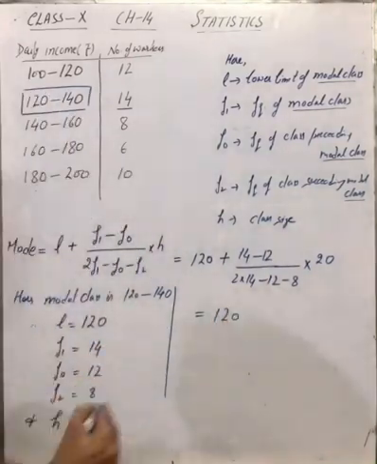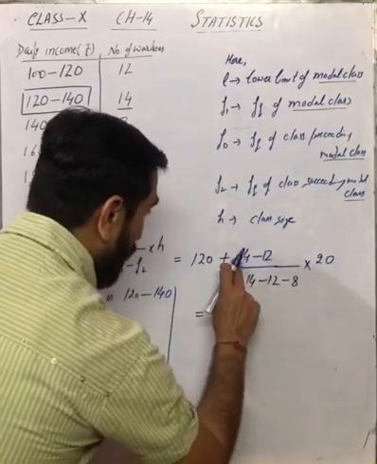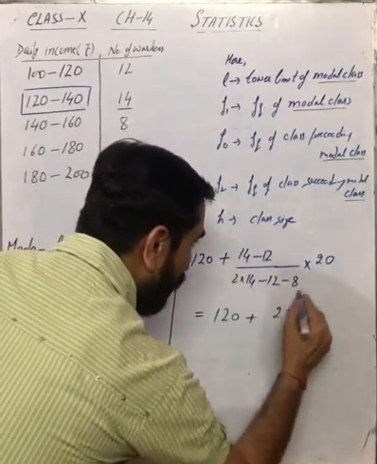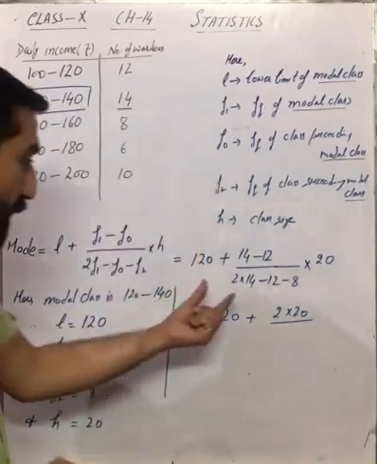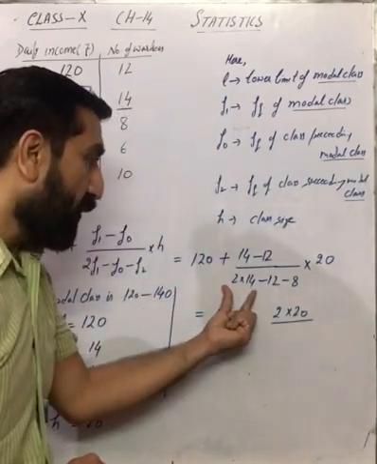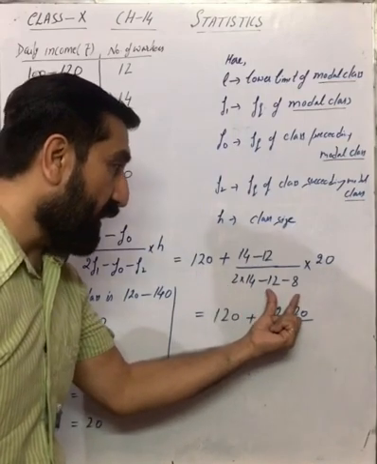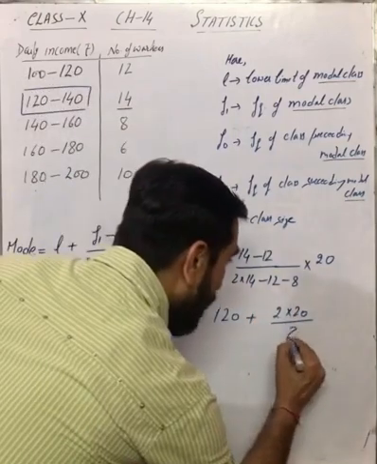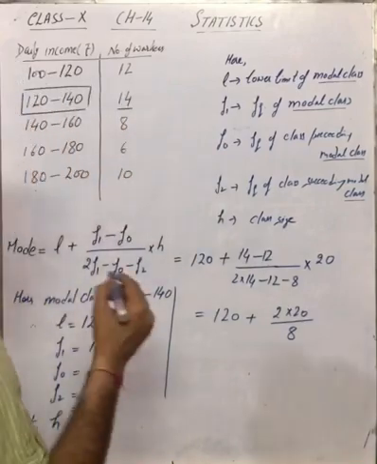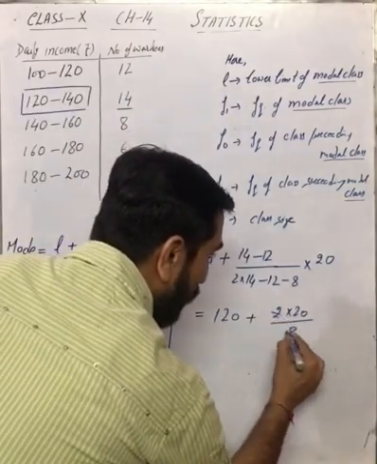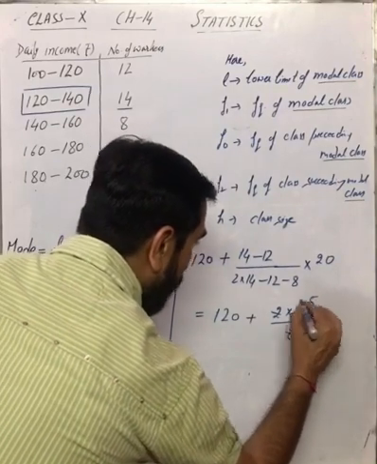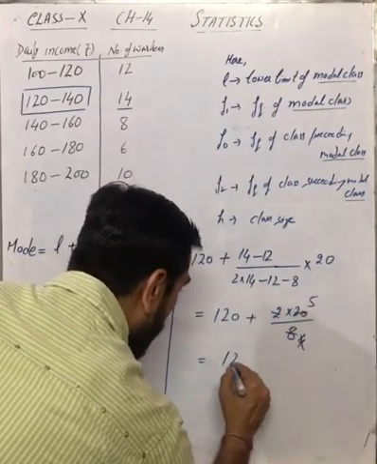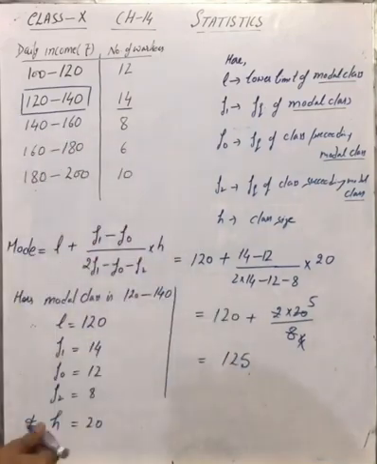120 as it is. 14 minus 2 is 12, 2 multiplied by 20 over, look carefully, 2 into 14 is 28, 28 minus this 20 will be 8. I hope it's clear to you. Let's do the cutting. 4 and 4 cancel, so 5. That means you will get mod 125. I hope the question is clear to you.